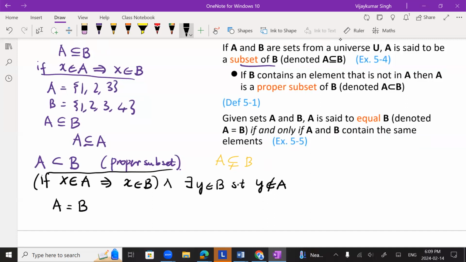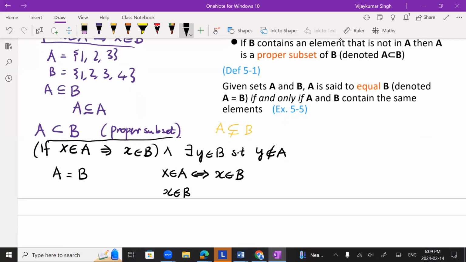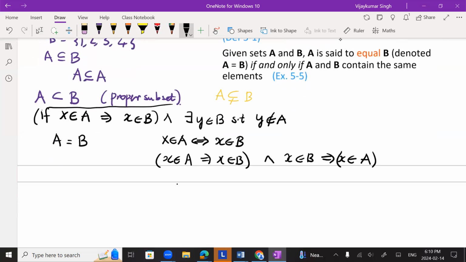Yeah, we say A equals B if what? When do we say that? If x belongs to A, that is the same as saying x belongs to B. It's bidirectional. You can also say that x belongs to A implies x belongs to B, and x belongs to B implies x belongs to A. Another way of looking at this would be: A is a subset of B and B is a subset of A. Again, this is not a proposition, so I'm hesitant to write it like this, but A is a subset of B and B is a subset of A.